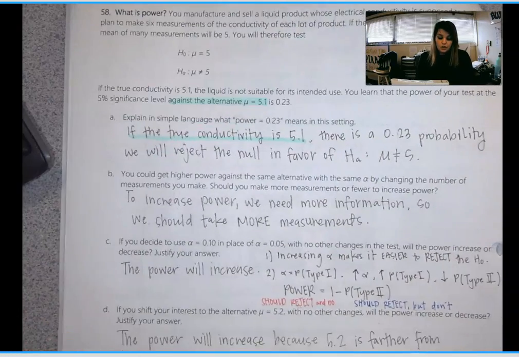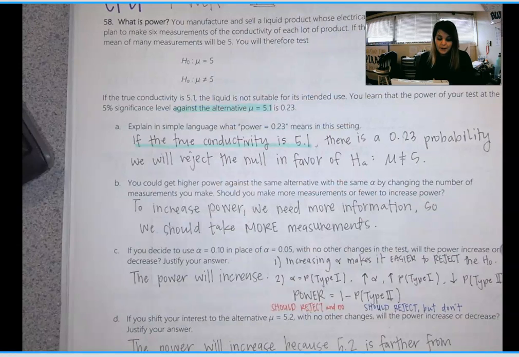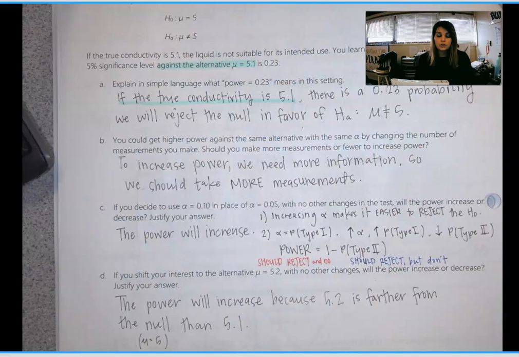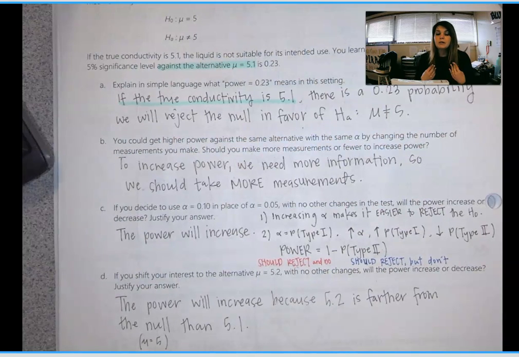B, you could get higher power against the same alternative with the same alpha by changing the number of measurements you make. Should you make more measurements or fewer measurements to increase power? I think this one is very straightforward. To increase power, we need more information, so we should take more measurements.